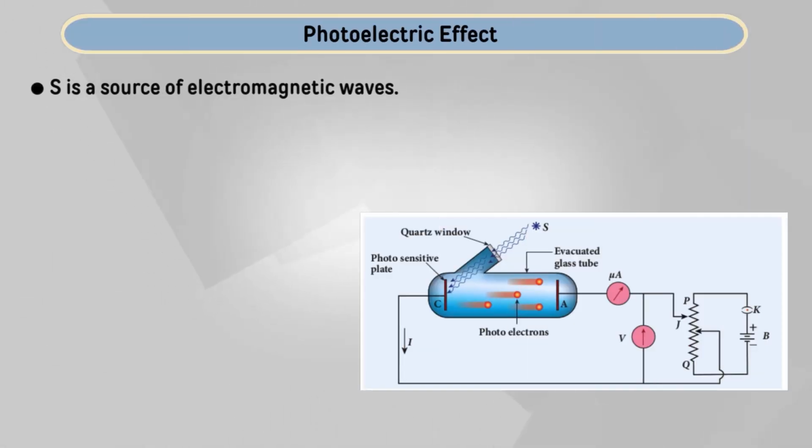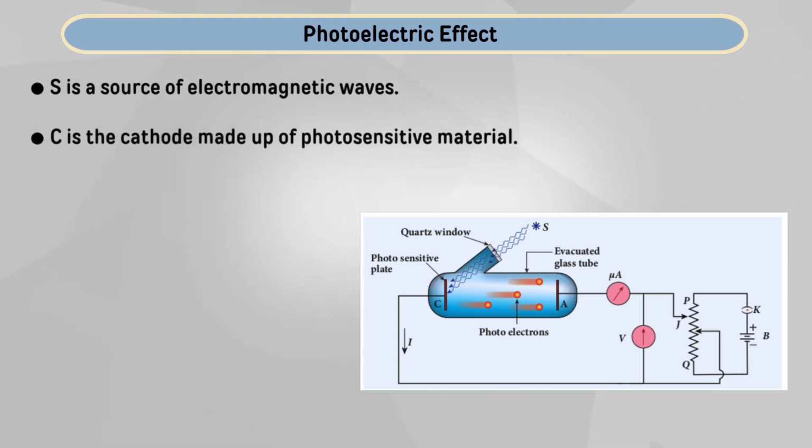So, this is the experimental setup to understand the photoelectric effect phenomenon in detail. S is a source of electromagnetic waves, that is light, of variable frequency and intensity. C is the cathode, at negative potential, made of photosensitive material, because it has to emit electrons. So, it must be a good photosensitive material.